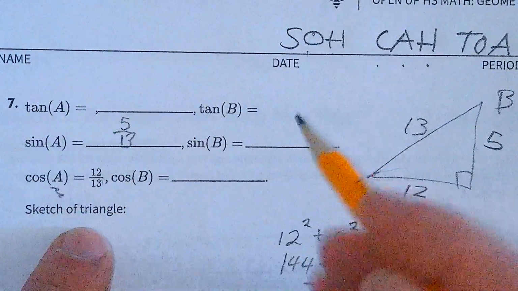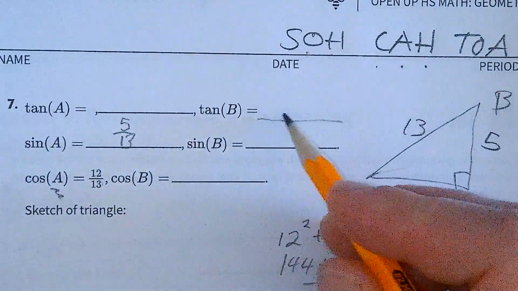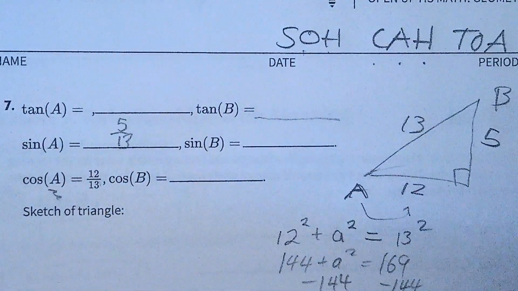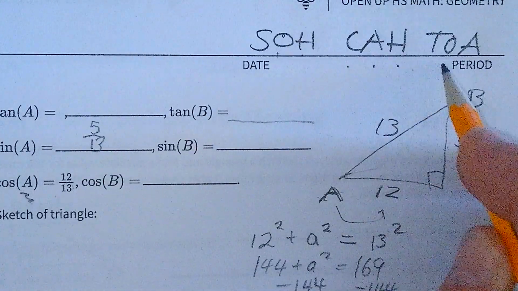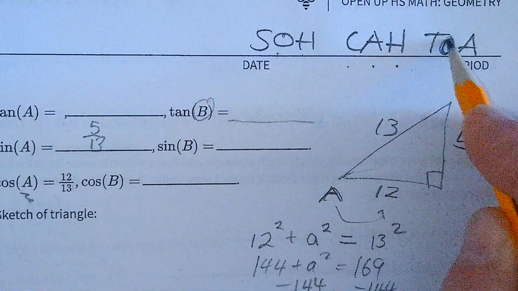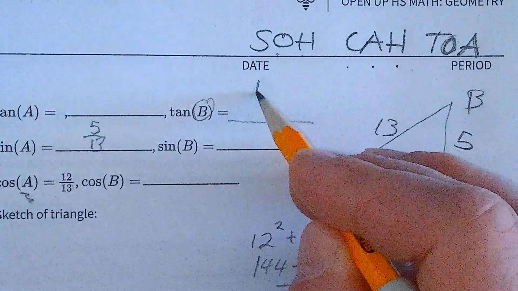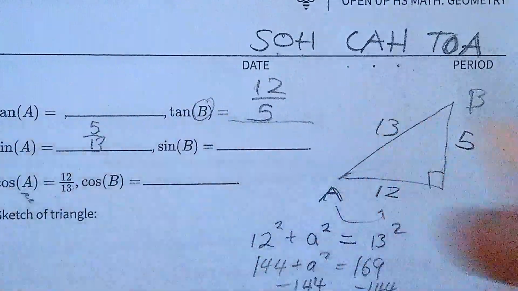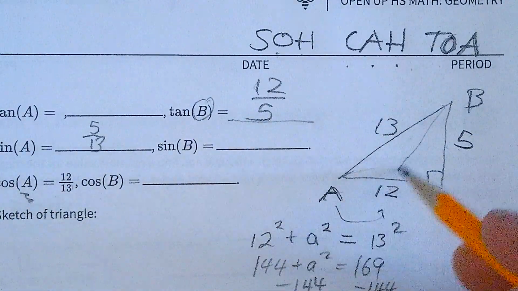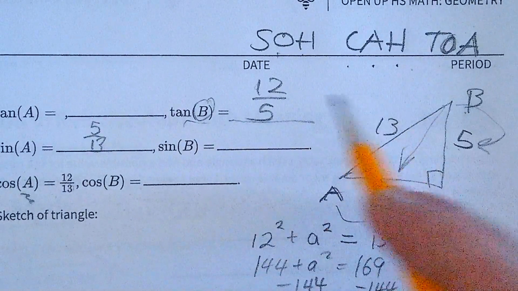There's a missing line here. Maybe we should do tangent of B because that line was missing. Okay, tangent is opposite side, since we're doing tan B, opposite side of B over the adjacent side to B. Opposite of B is 12/5. Opposite over adjacent, tangent B.